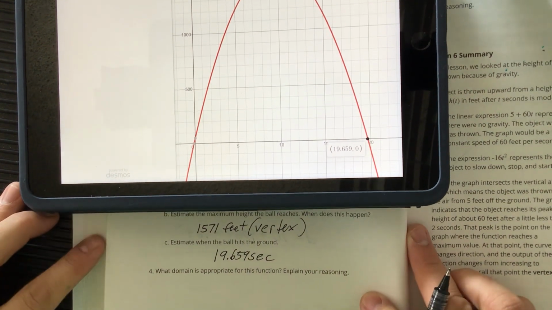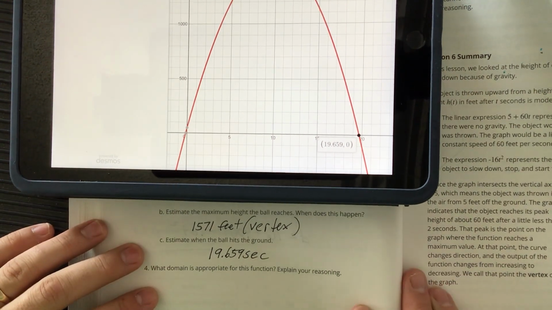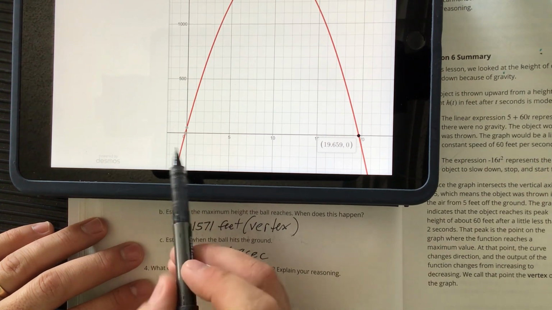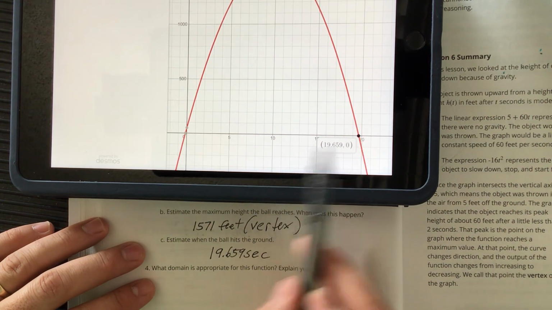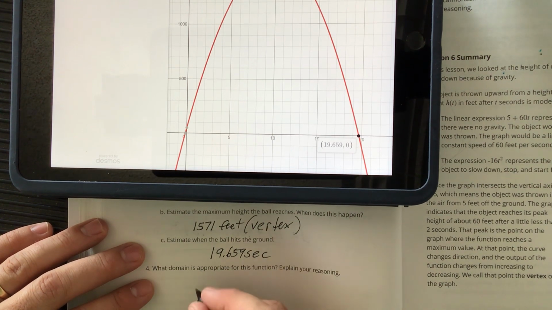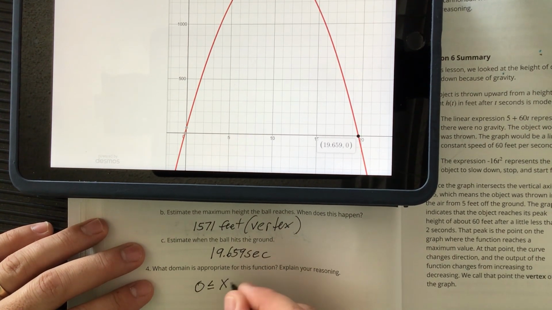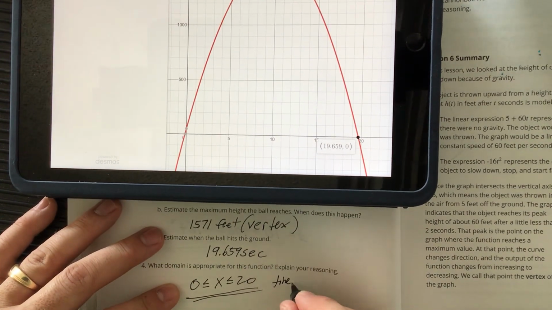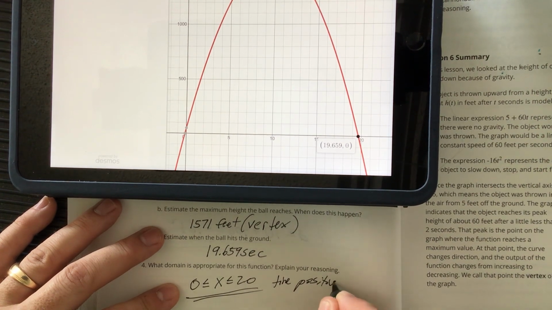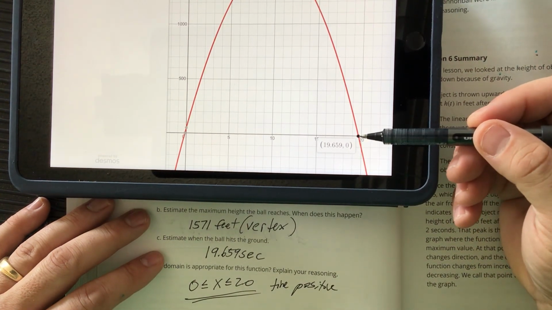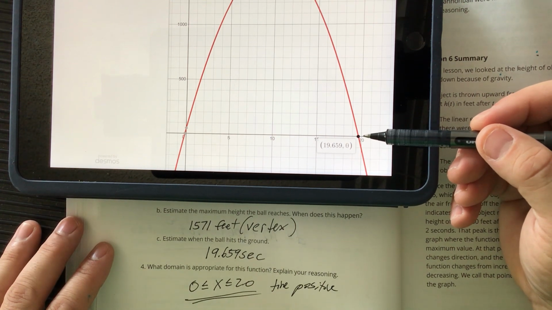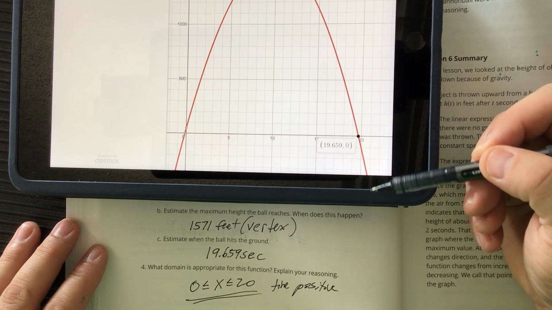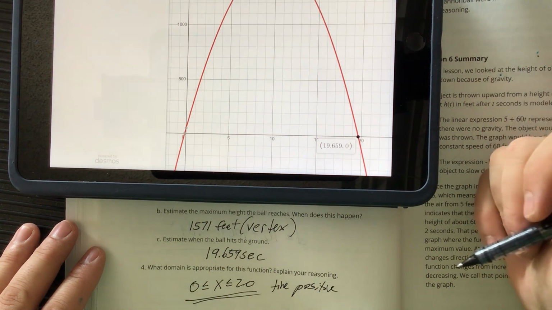What domain is appropriate? Remember, domain is X values. I obviously don't care about negative time, so my domain would be from 0 to probably 20 would be a good spot to show that. So from 0 to 20. Time has to be positive. And it's already at the ground at 19, so I don't need to go past 20. I suppose you could figure out how far into the ground it goes, or if you shot it into a canyon or something, it could continue on.